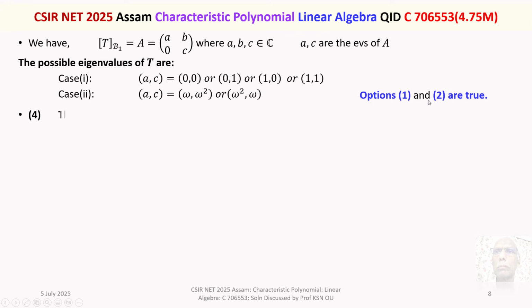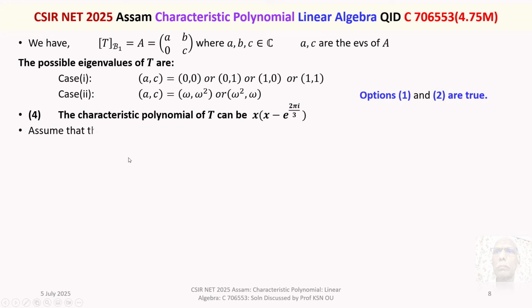Right, we have already seen options 1 and 2 are true, and we have to find out those options which are false. Consider option 4. The characteristic polynomial of T can be x into x minus e power 2 pi i by 3. Assume that the characteristic polynomial of T is x into x minus omega, where omega is e power 2 pi i by 3. That means the eigenvalues are 0 comma omega.